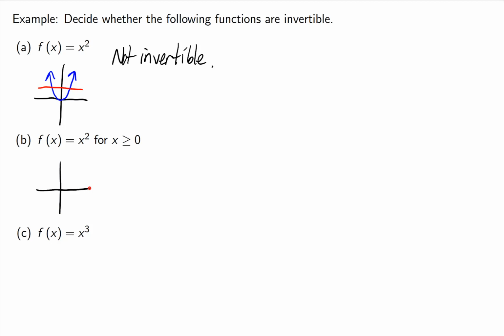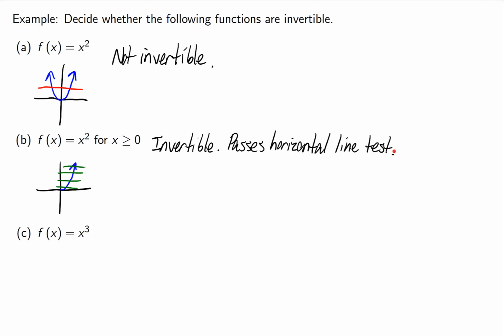How about x squared when x is greater than or equal to 0? Well, if we only draw the x greater than or equal to 0 side of the parabola, sure, it will pass the horizontal line test. So you could draw little horizontal lines, and all of them pass through exactly once. So I'm going to say invertible. And we should put reasons for these. So this is going to say passes horizontal line test. And just to give an answer for A as well, it fails the horizontal line test.